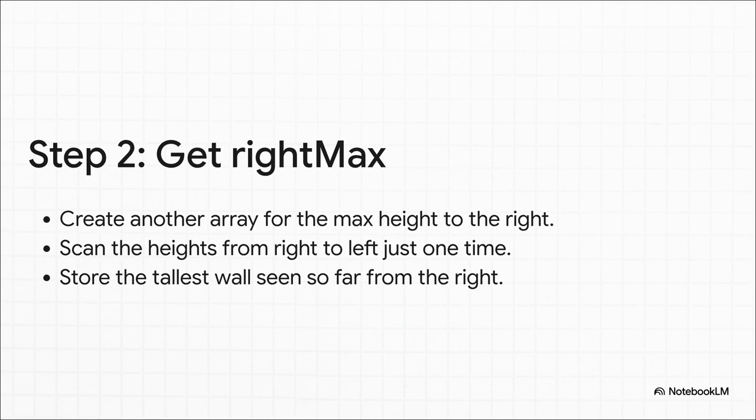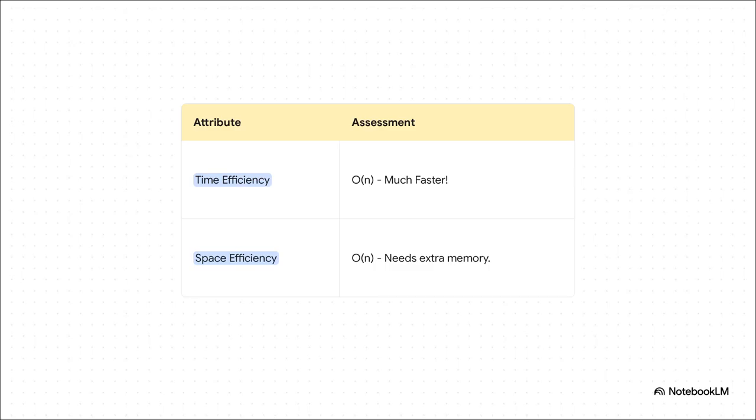We make another list, right max, and we walk from right to left, again, just keeping track of the tallest building we've seen so far. And just like that, our strategist has two complete cheat sheets. No more rescanning necessary.